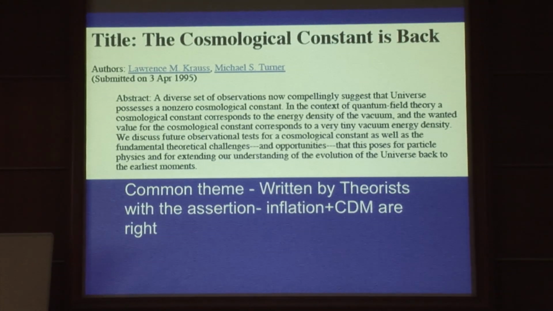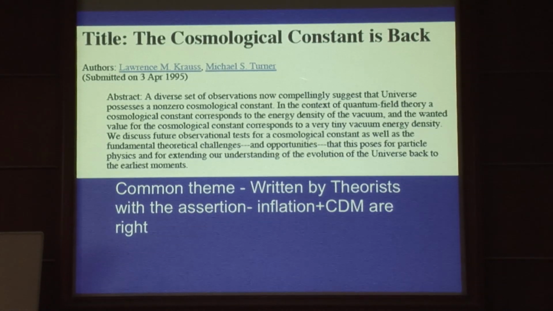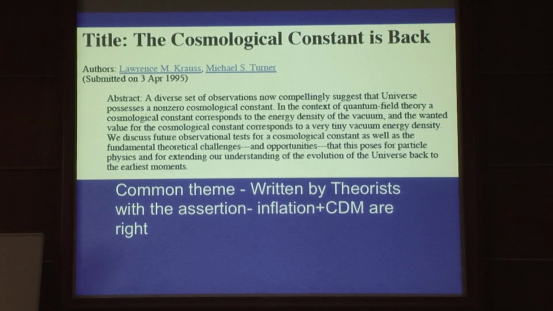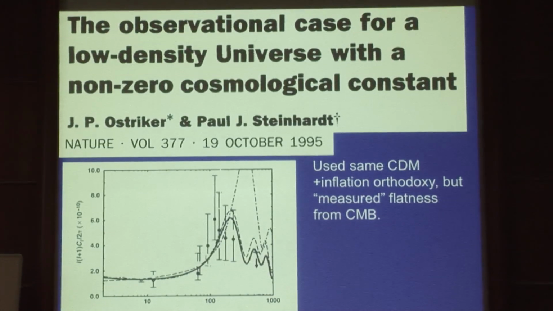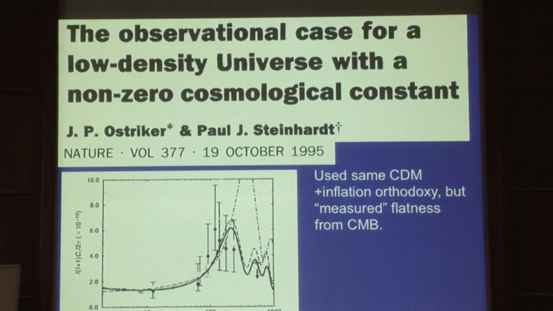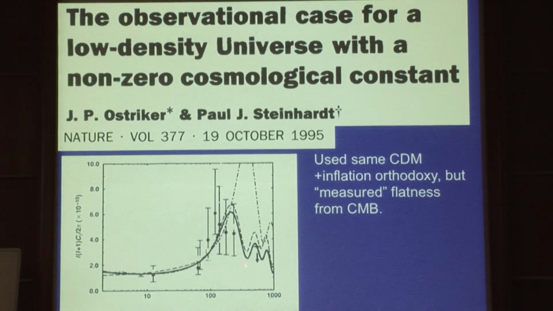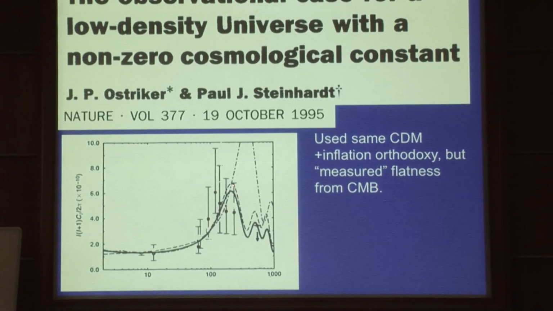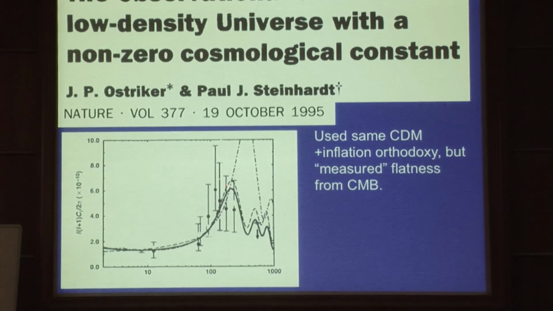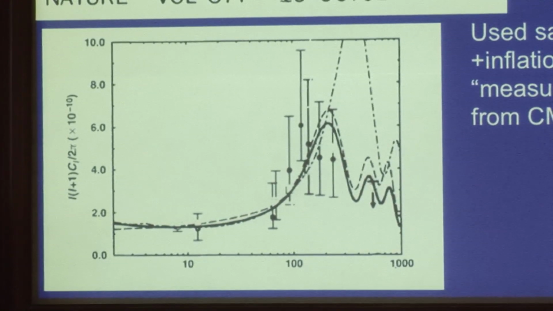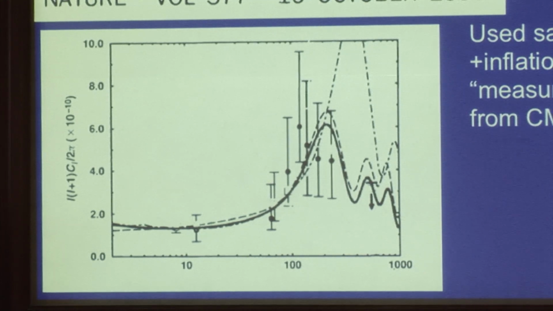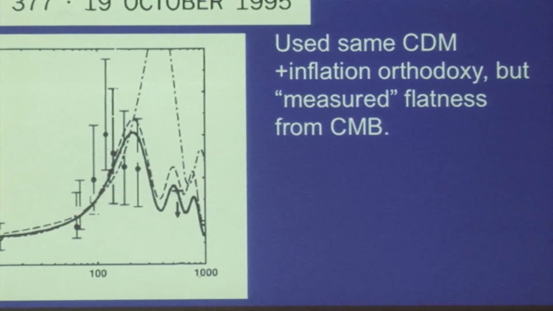There were other people who were looking at the current state, and the idea of the cosmological constant fixing things reared its head several times, but there was a common theme. They were written by theorists with the assertion that inflation and cold dark matter are correct. And maybe the most interesting one was this one by Ostriker and Steinhardt, who actually tried to constrain flatness through the first observations of the cosmic microwave background. Now, this data looks very, very convincing. I think the problem is that this curve is maybe not exactly what a modern curve would look like through those data points that was an omega equal 1 universe. Nonetheless, again, it was with the idea that inflation or something like it must be correct.